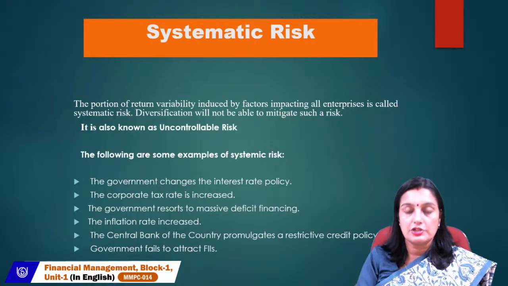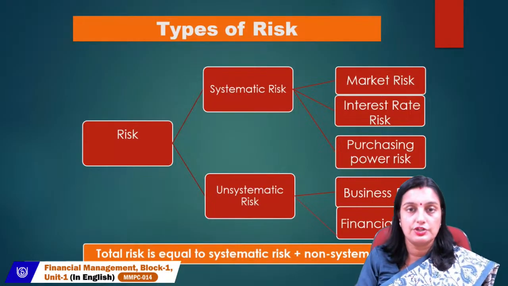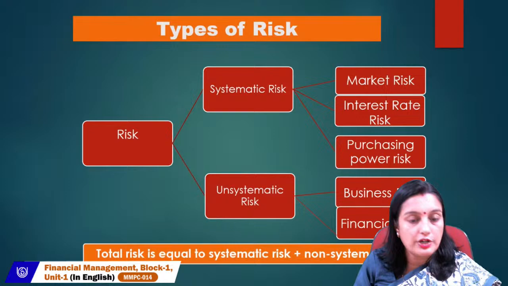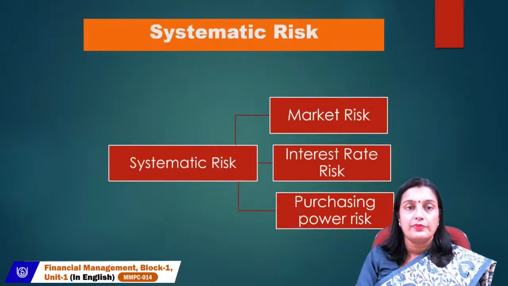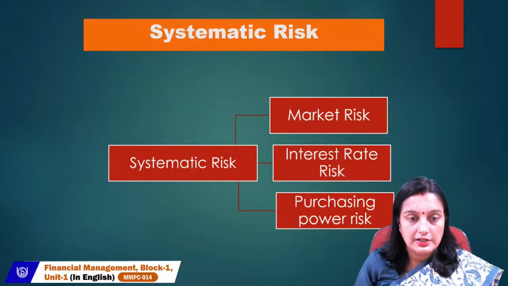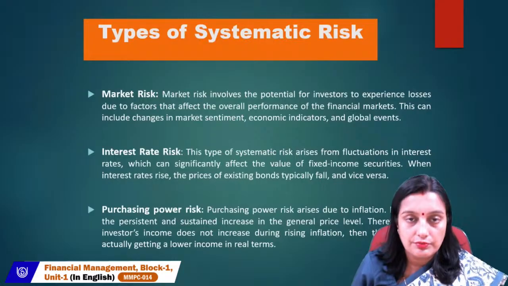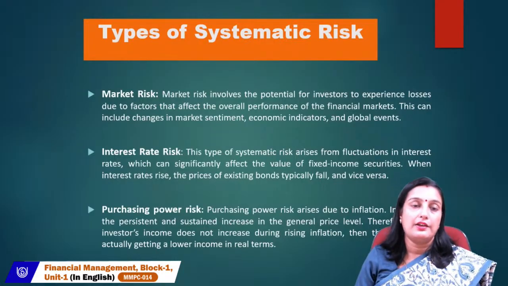And this systematic risk also causes market risk. Another bifurcation here, you can see systematic and unsystematic, and these are the various types of systematic and unsystematic risk. So total risk is equal to systematic risk plus non-systematic risk. Okay, so now, what are the different types of systematic risk? We have already explained in the previous slide. The first type is market risk.